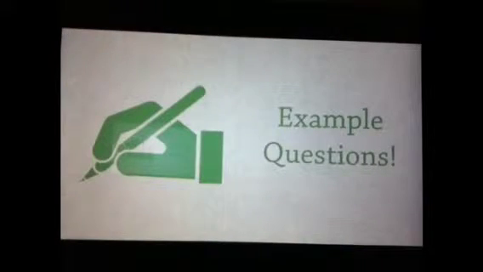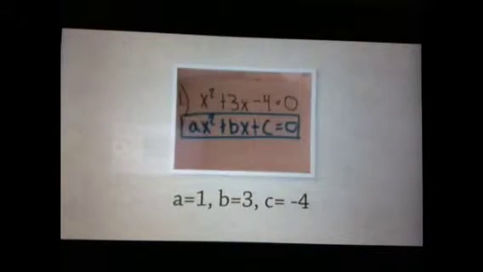So now we're going to work through some example questions together so we can clear up any of the questions you guys might have about how to actually use it when solving a problem. So here's example number 1, and as you can see, I've written the standard quadratic equation underneath the actual problem. So in this specific example, a is equal to 1, b is equal to 3, and c is equal to negative 4. And a is often equal to 1, because most of the time it's just x squared.